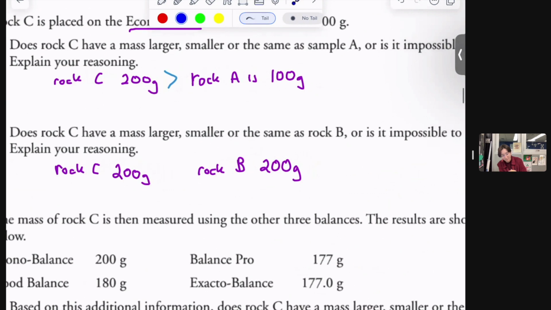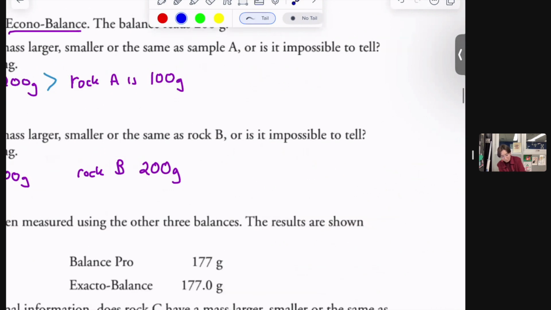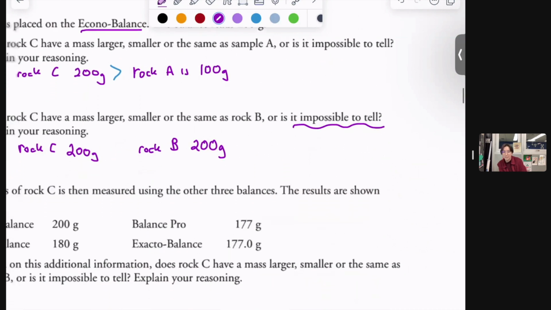So something like that. Explain your reasoning. It is impossible to tell. So I'll leave that to put in your own words. Why is it impossible to tell?